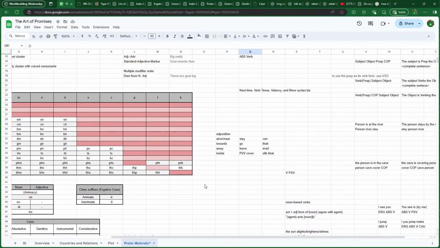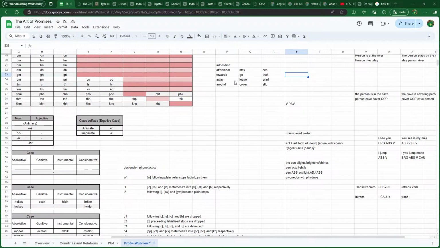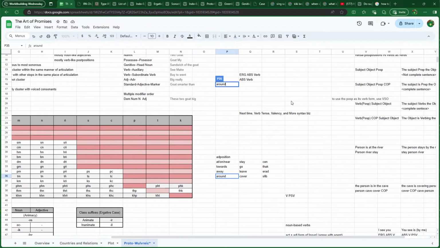Well, okay. Here's the deal, chat. We'll have just cover, right? This will mean around. But when something is around another thing, it causes that other thing to be in it. Right? If the fire is around me, I am in the fire. That's just how that works. So, this will be either around or inside.